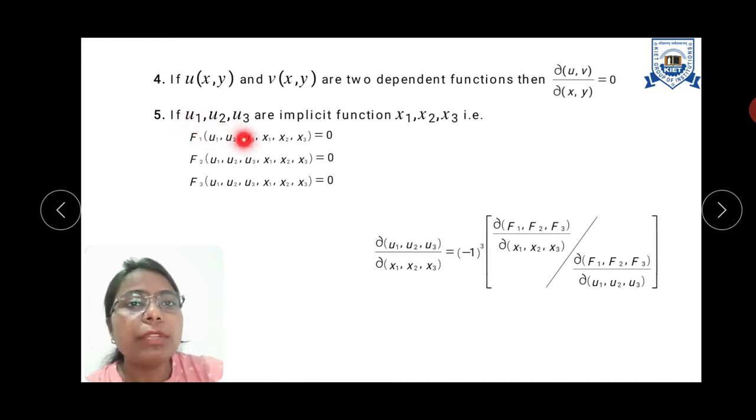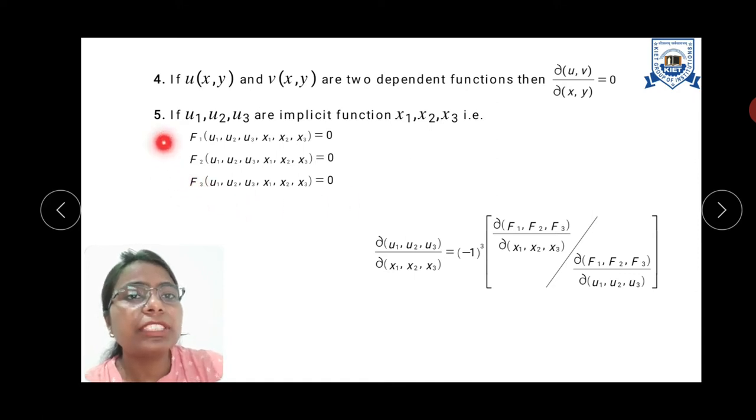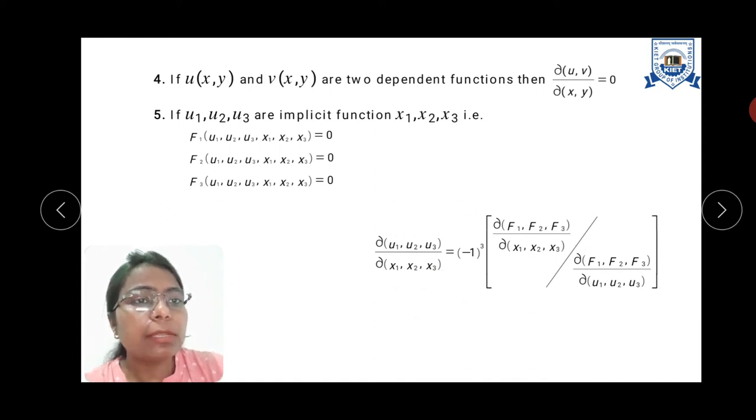If u1, u2, u3 are implicit functions of x1, x2 and x3, and if we want to calculate the value of the Jacobian of u1, u2, u3 with respect to x1, x2, x3, then we must consider another three functions f1, f2, f3 of the variables u1, u2, u3 and x1, x2, x3. Then the Jacobian of u1, u2, u3 with respect to x1, x2, x3 is equal to minus 1 to the power 3 times the Jacobian of f1, f2, f3 with respect to x1, x2, x3 divided by the Jacobian of f1, f2, f3 with respect to u1, u2, u3.